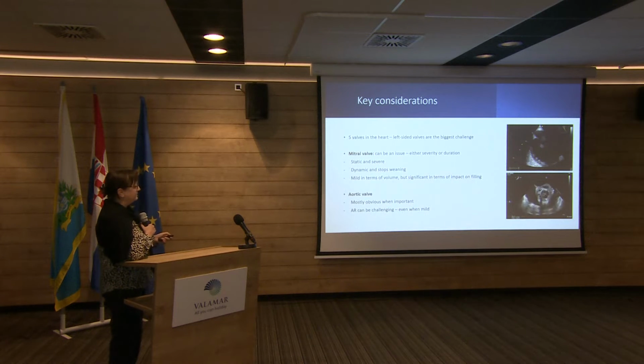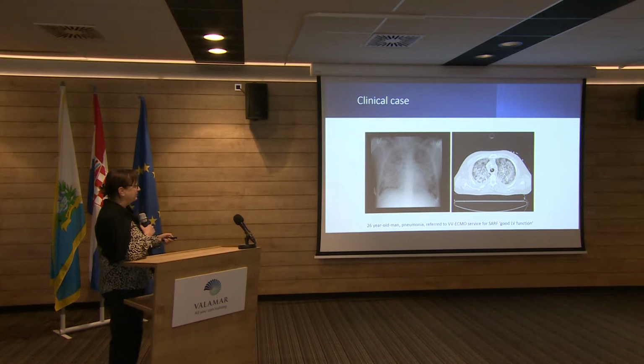The one that causes me the biggest challenge really is mitral valve disease. In the acute setting, I think there are 3 areas to consider. It can be static and severe, and there are some pitfalls in diagnostics. It can be dynamic, and it can stop you weaning your patient from the ventilator, and you need to be mindful of that. And it can also be very mild in terms of volume, but really limiting in terms of cardiac output. So I'm going to focus on those. Okay, I'm going to start with a clinical case.